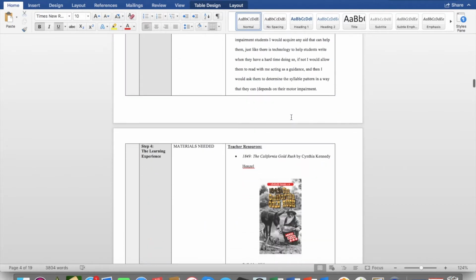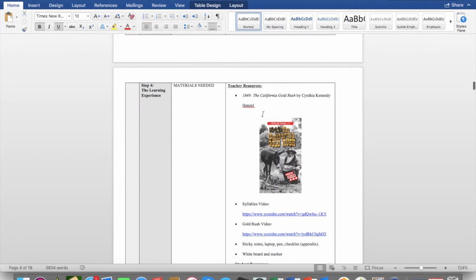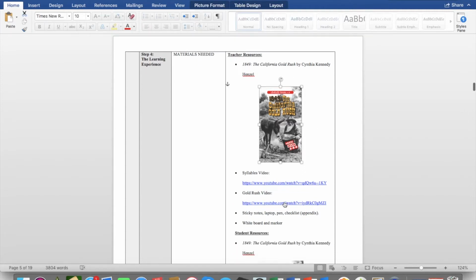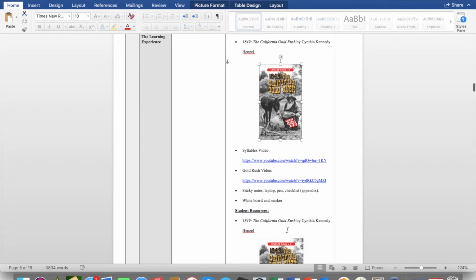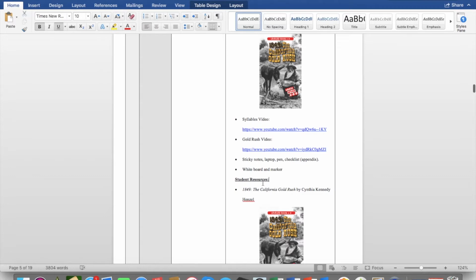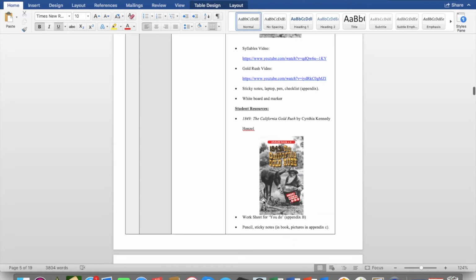And then materials needed. So you list what you will be using as a teacher and what the student will be using. So, for example, I put the book I'm using, the syllable video, the Gold Rush video, the sticky notes, the whiteboard, stuff like that. And the student basically using the same thing. Just make sure you say that.